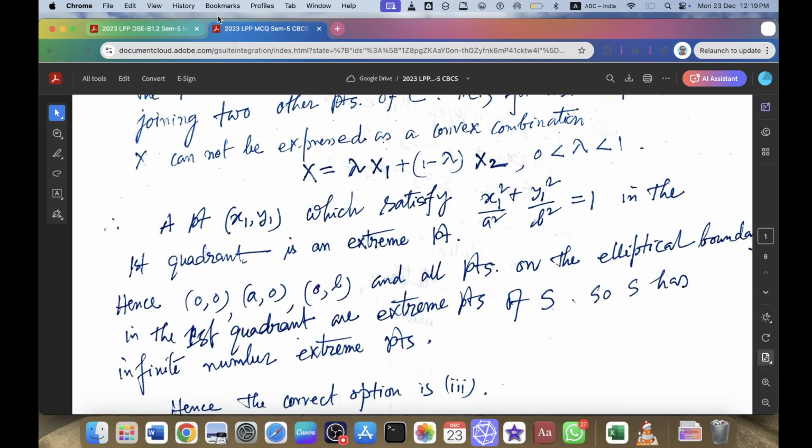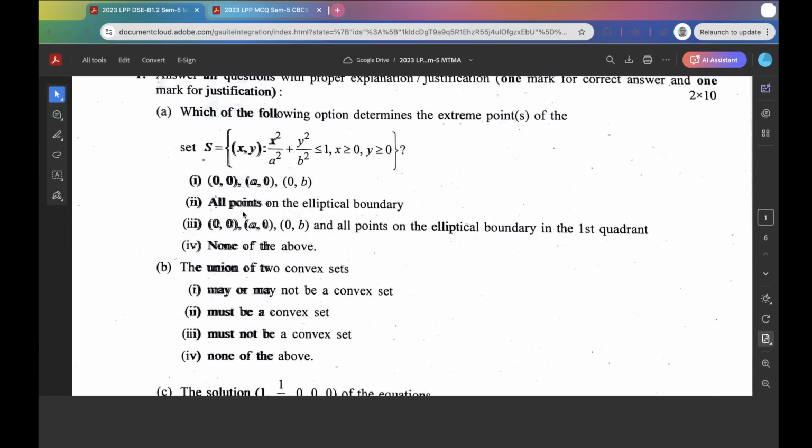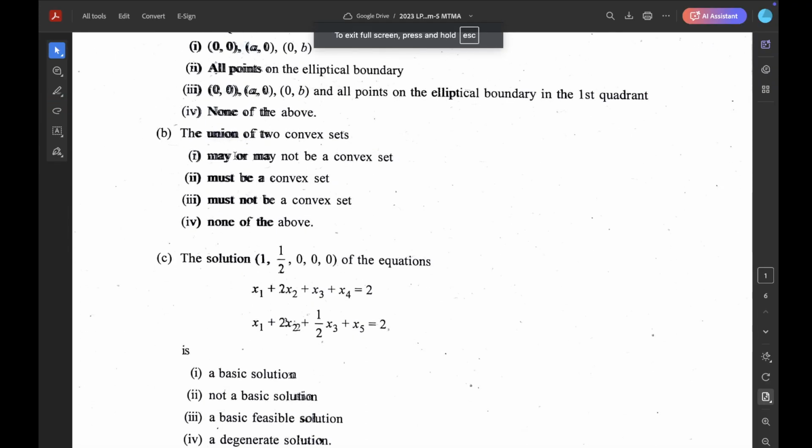Next question, 1b. The union of two convex sets: option 1, may or may not be a convex set; option 2, must be a convex set; option 3, must not be a convex set; option 4, none of the above.